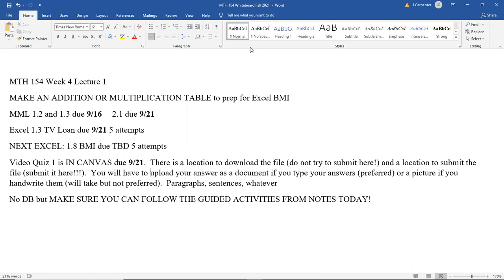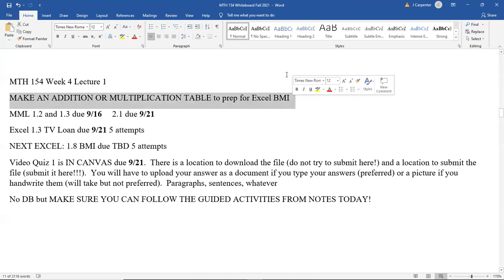A couple of reminders, of course, and a couple of new things. First of all, before you start working on the 1.8 Excel BMI homework, which you can also see will be the next assigned Excel file as promised, you should make an addition or multiplication table, whichever you prefer, in Excel to practice using fixed cell references where you only have to fix a row or only have to fix a column.